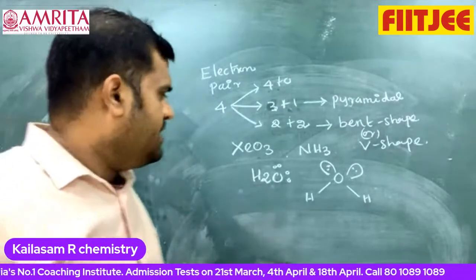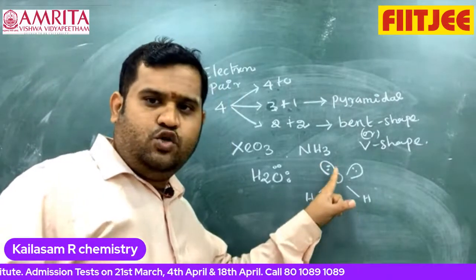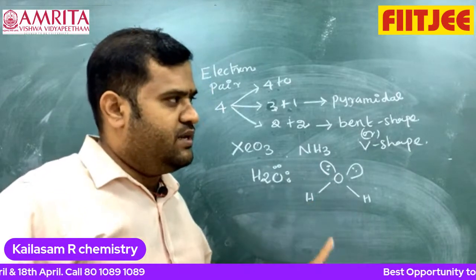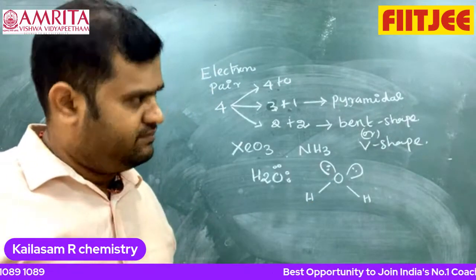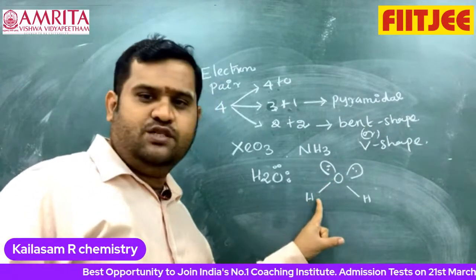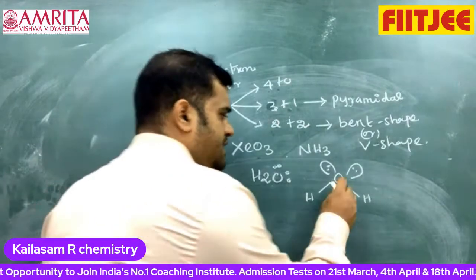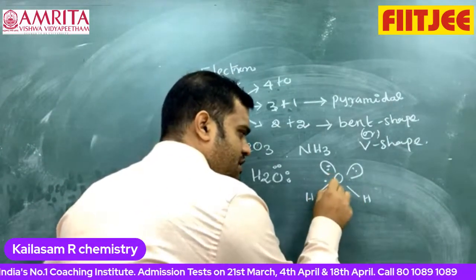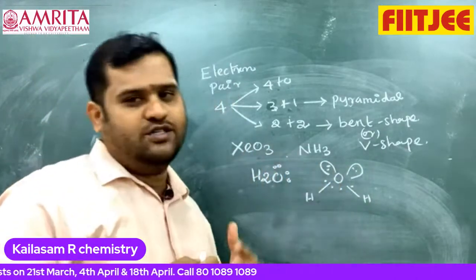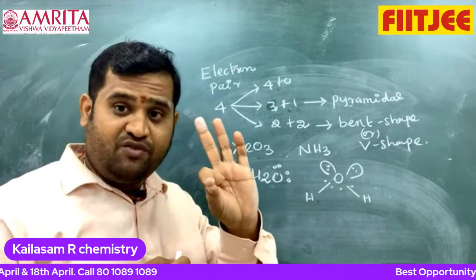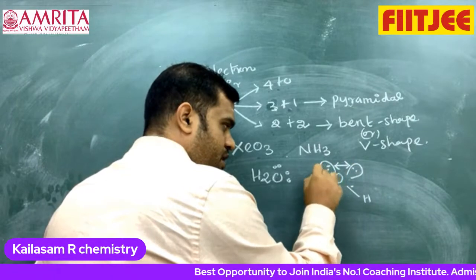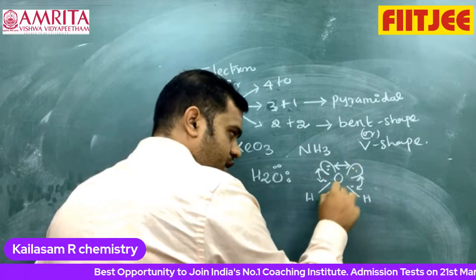Look at this. In this case, oxygen has 2 lone pairs and 2 bond pairs. Between oxygen and hydrogen, which is more electronegative? Oxygen is more electronegative. Therefore, all the bond pairs will go towards the oxygen. Now you can have 3 types of repulsion. One is lone pair-lone pair. This is lone pair-bond pair, this also lone pair-bond pair, and then bond pair-bond pair.